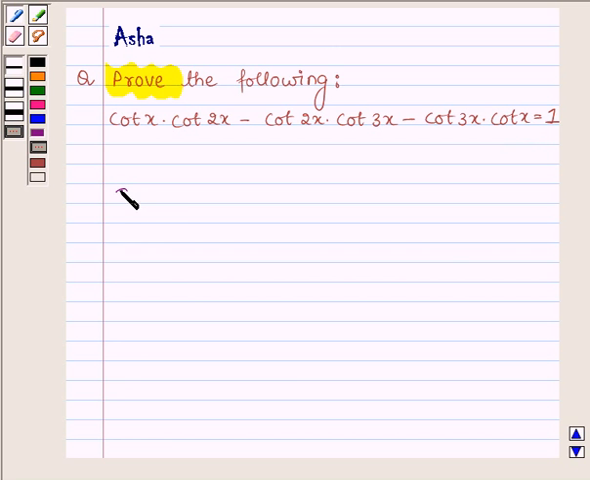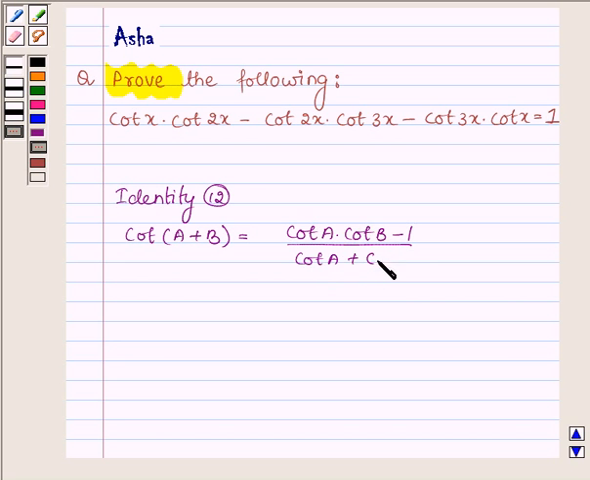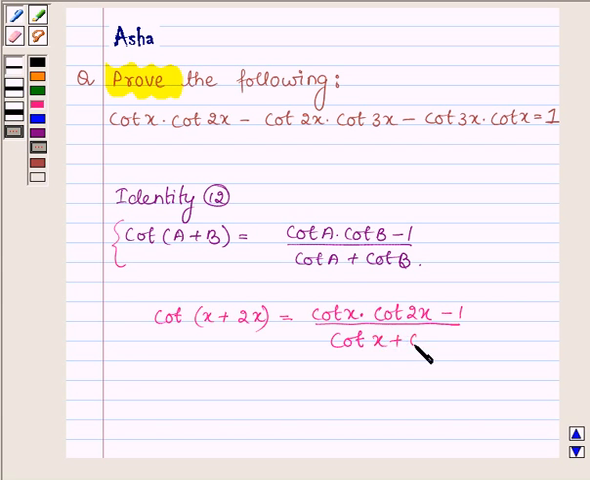So first let us learn the identity 12 of your book, which is cot of A plus B is equal to cot A into cot B minus 1 upon cot A plus cot B. By using this identity, we can write cot of x plus 2x is equal to cot x into cot 2x minus 1 upon cot x plus cot 2x. And cot of x plus 2x is nothing but cot 3x.